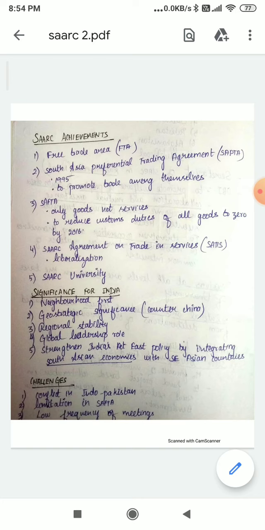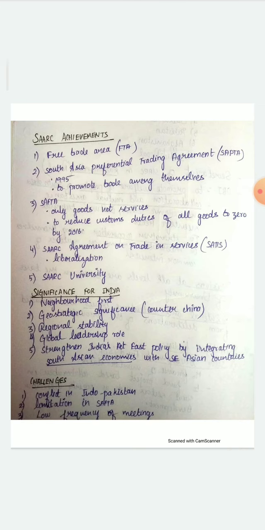Because of these contentious bilateral issues between India and Pakistan, there is a lag in conducting the annual meeting and in cooperation, which is much needed and is the aim of the SAARC grouping. There is a lag in achieving the aim of this grouping.